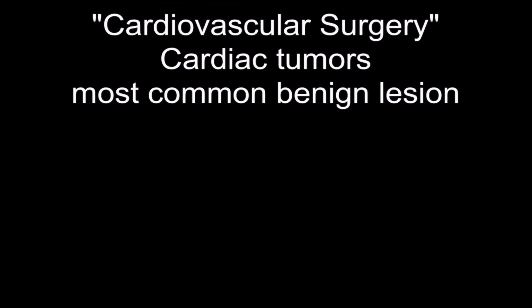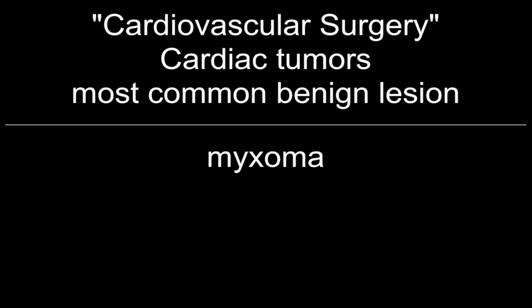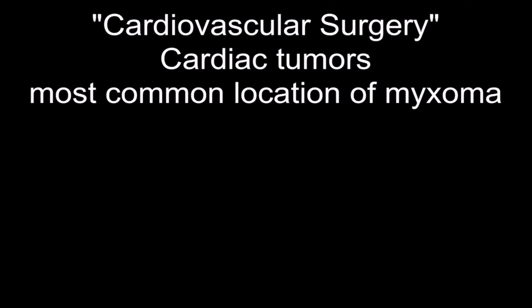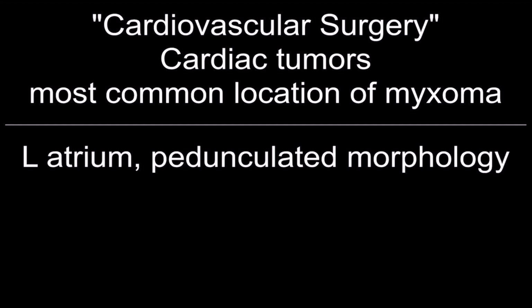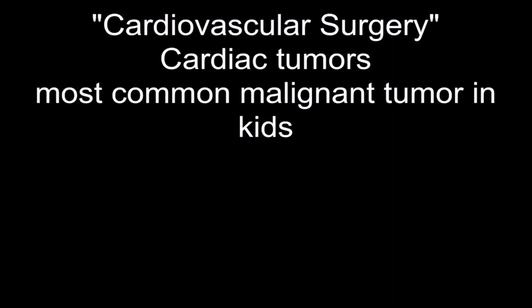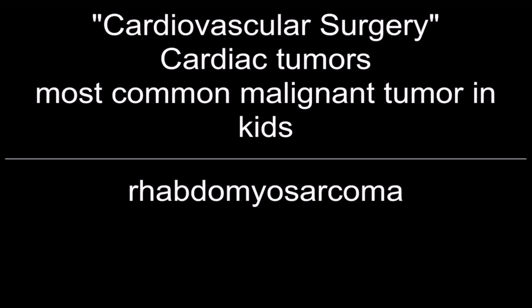What is the most common benign cardiac tumor? Myxoma. What's the most common location of a myxoma in the heart? Left atrium, pedunculated morphology. What's the most common malignant tumor in kids for heart? Rhabdomyosarcoma.